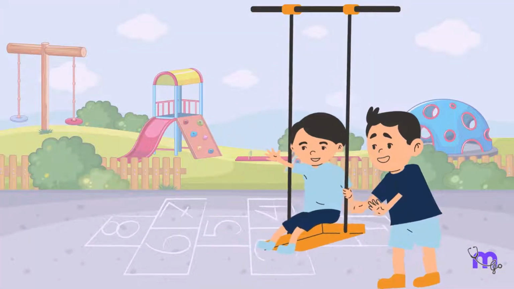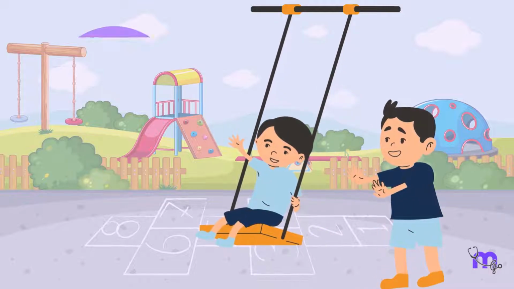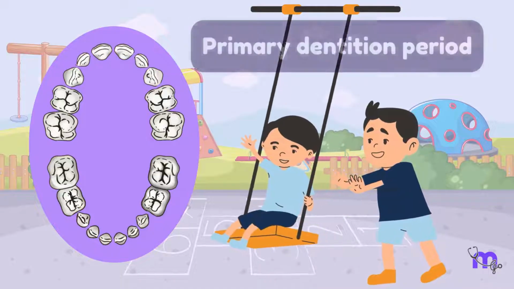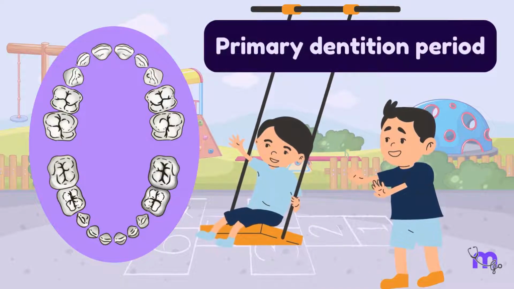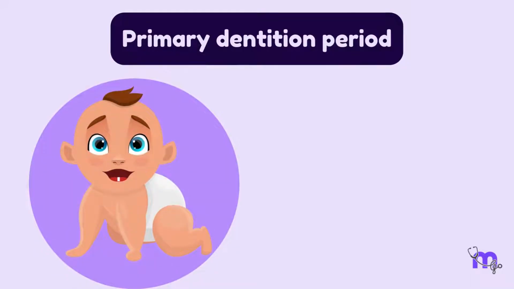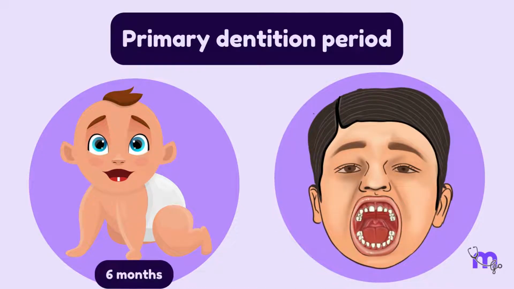Childhood is the most beautiful of life's seasons, and so is the development of the first set of teeth. This phase is known as the primary dentition period. The time from infancy, when the first tooth erupts at about 6 months of age, until all the primary teeth have erupted completely from approximately 3 to 6 years, marks the primary dentition period.